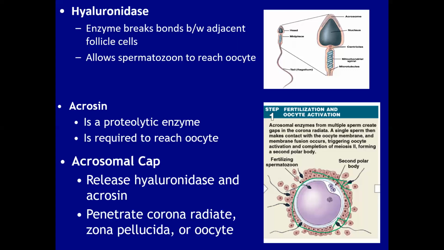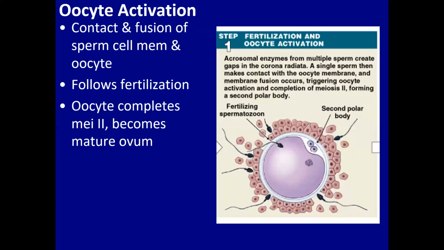So multiple sperm create the gaps in the corona radiata, and then you have a single sperm that makes contact with the oocyte membrane. When that happens, fusion occurs, and it triggers the oocyte activation, and it completes meiosis too. And this allows for the formation of the second polar body that you can see right here. So that is caused by oocyte activation.